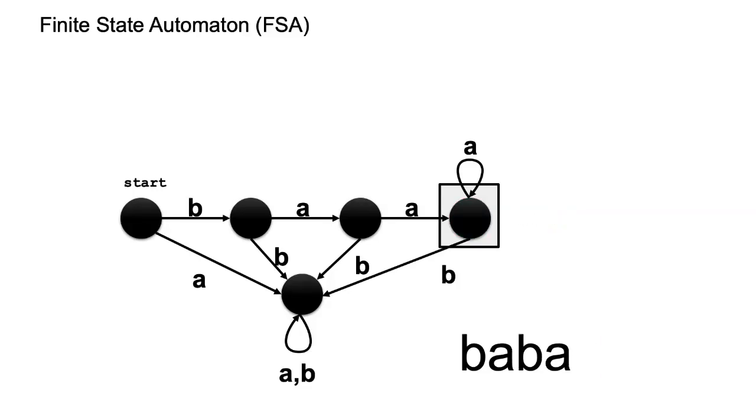Who thinks this will be accepted? Who thinks this will not be accepted? Okay, and you're right, so let's check. So we start here, then B, then A, then B, and then we are in the sink, so that's already over anyway, but let's still do it. So A rejects, okay? So that's basically how it works.